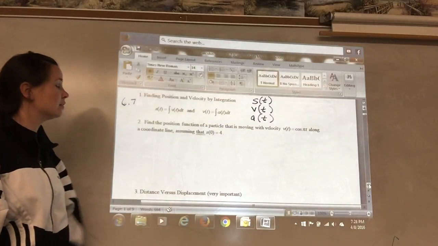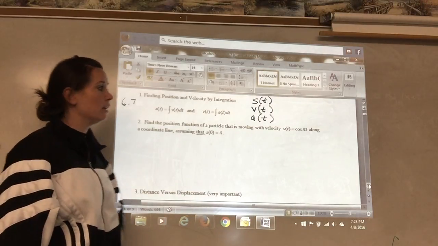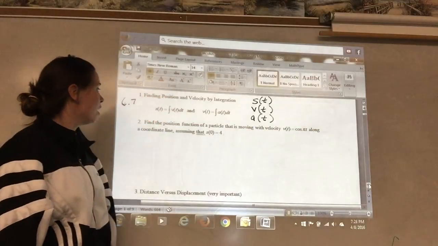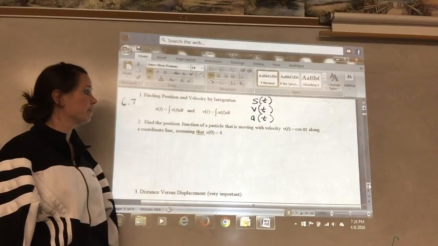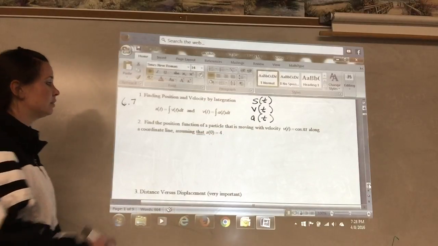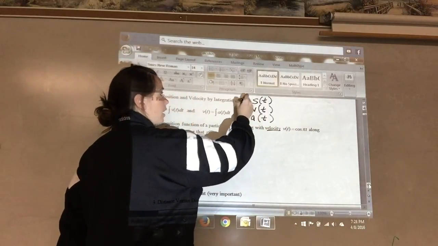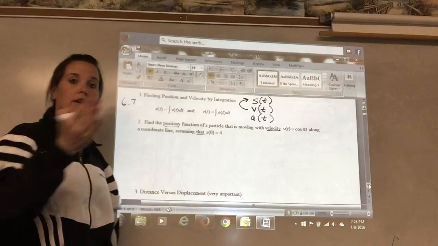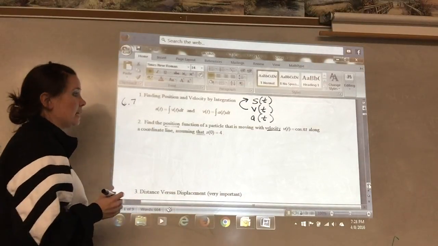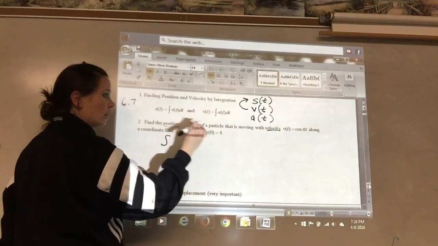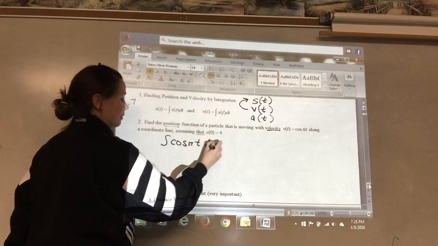In number 2 here it says, find the position function of a particle that is moving with velocity cosine of pi t along a coordinate line, assuming that the position at 0 is 4. So if they want us to find the position and they present us with the velocity, you see that we just have to go back one notch. And so, of course, what we'll be doing here is using the integral. So I need to integrate the velocity function, the integral of cosine of pi t dt.